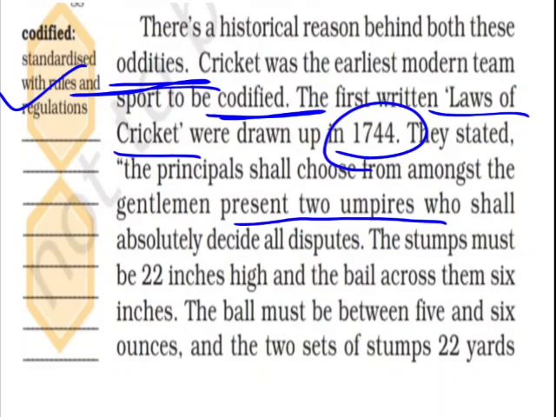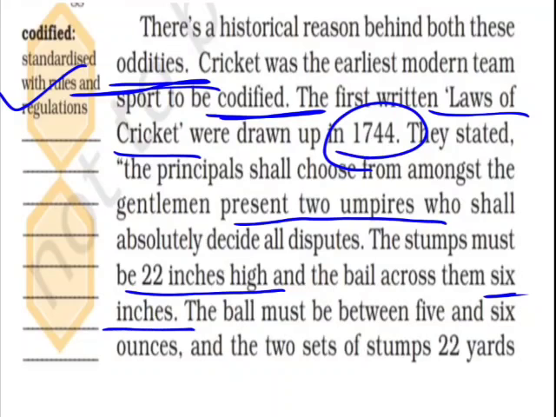The stumps must be 22 inches high and the bale across them 6 inches. So another rule is the height of the stump, that is 22 inches. The pitch size is 22 yards and the stump size 22 inches. The bale across them is 6 inches. And you know the bales are kept between the 3 stumps, 2 bales they are keeping. So this bale size is 6 inches.